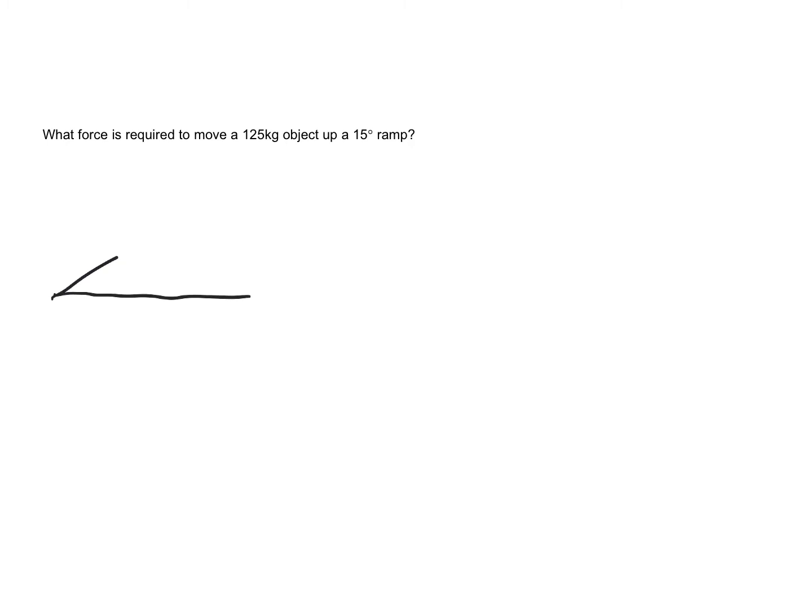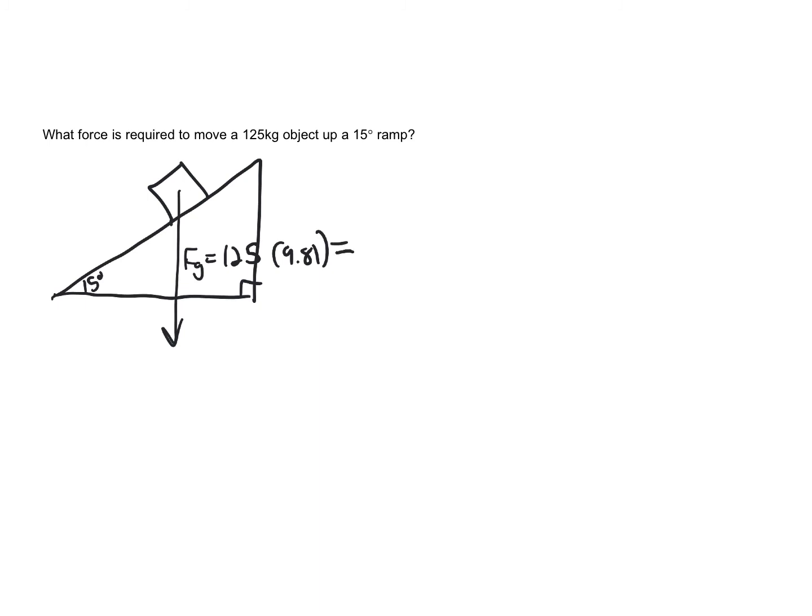So we have a ramp. We have 15 degrees. So obviously it's not to scale. We have an object on the ramp that we're trying to move up. Right now we know the force on the object is gravity, pulling it down. Force of gravity is mass times acceleration. So 125 kilograms times 9.81 for gravity gives us 1,226.25 newtons of force straight down.